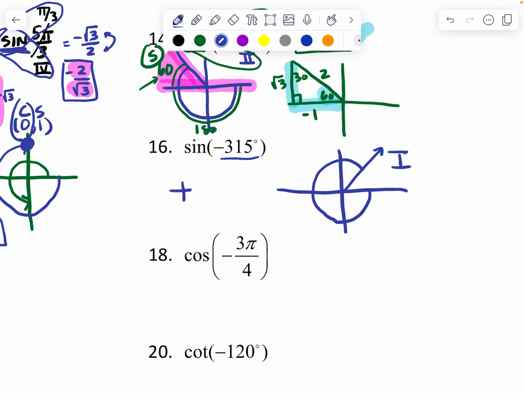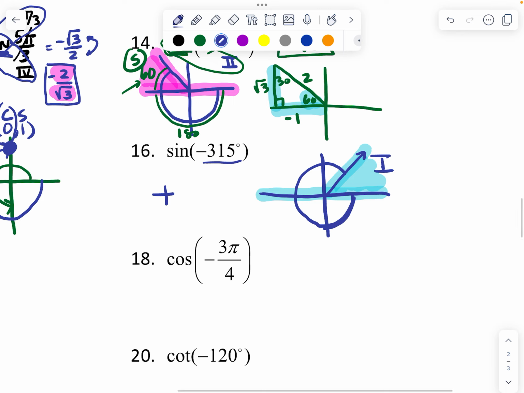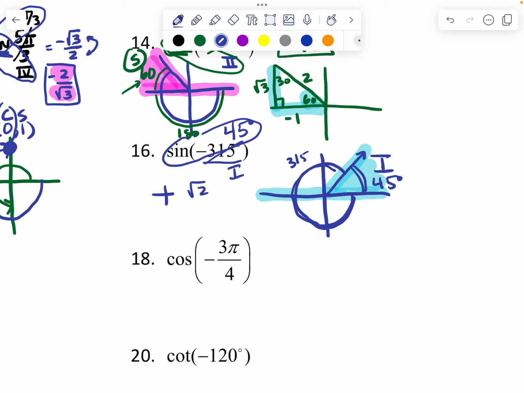Now, what's my reference angle? Remember, reference angle is formed by the terminal side and the x-axis. Always choose the acute angle. If this is 315, going from here to here is 315, then to get to 360, this guy then has to be 45 degrees. So this is the same thing as the sine of 45 degrees in quadrant 1. I know that the sine of 45 is square root of 2 over 2. In quadrant 1, I know that sine is positive, so it's going to be positive square root of 2 over 2.